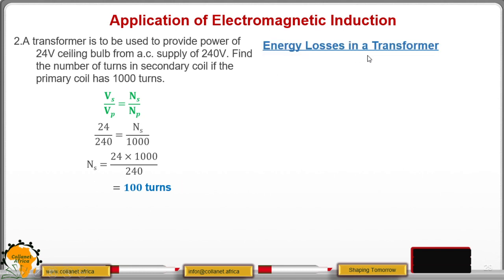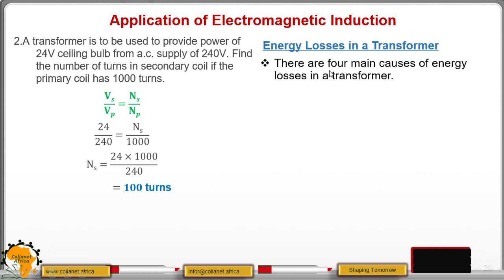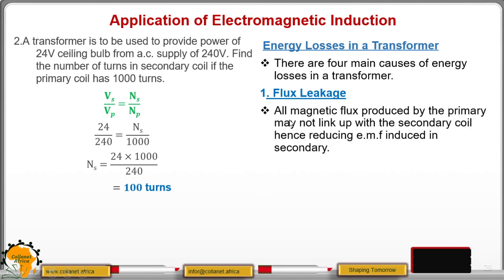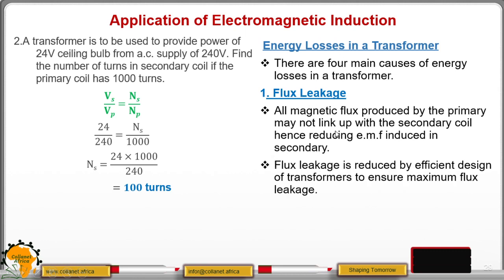Then we move to energy losses in a transformer. We have four main causes of energy losses in a transformer. One, we have the flux linkage, and in this one is when all the magnetic flux produced by the primary is not linked with the secondary coil. Therefore, we have a reduction of EMF in the secondary coil because not all magnetic fields are linking with the secondary coil. That is what we call the flux linkage, and that is a source of energy loss.